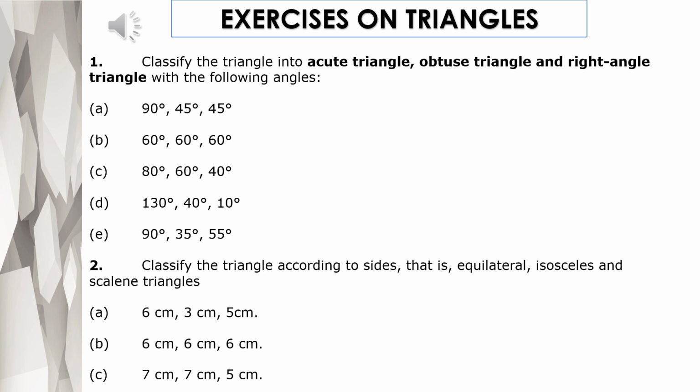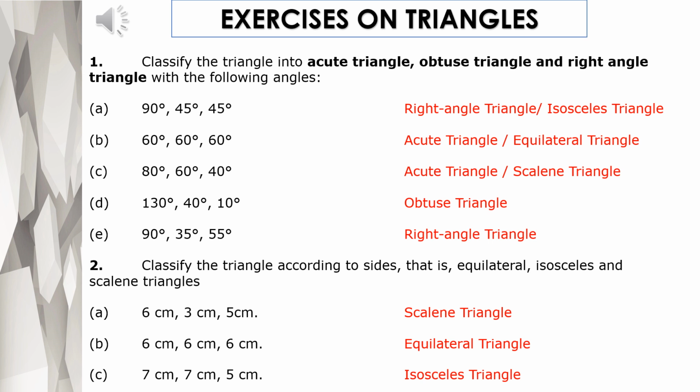Are you all done now? Let's check the answers. Okay, now let us see how well you have understood triangles. Okay? Question number 1. A. The answer is right angle triangle. Why right angle? Because one angle is right. Now you could even call it isosceles triangle because it has 2 angles which are equal.